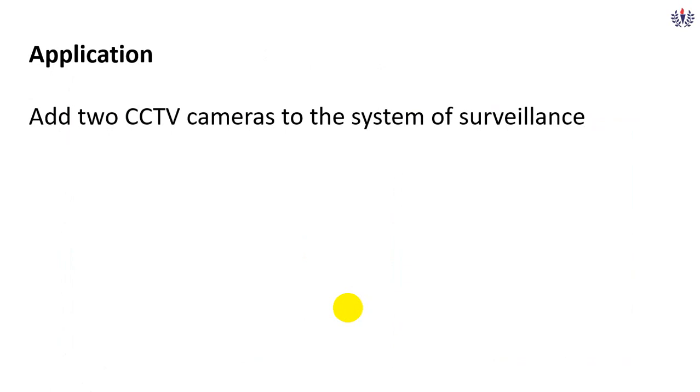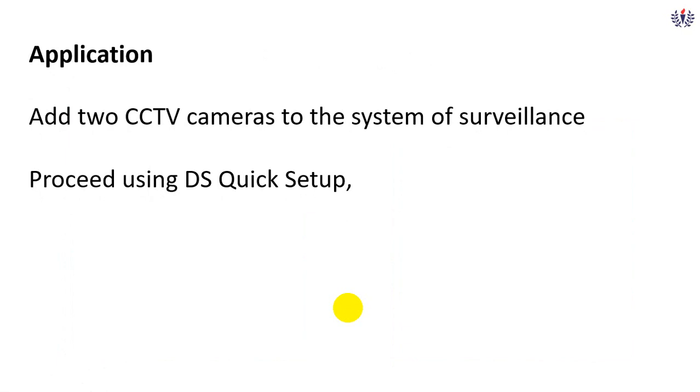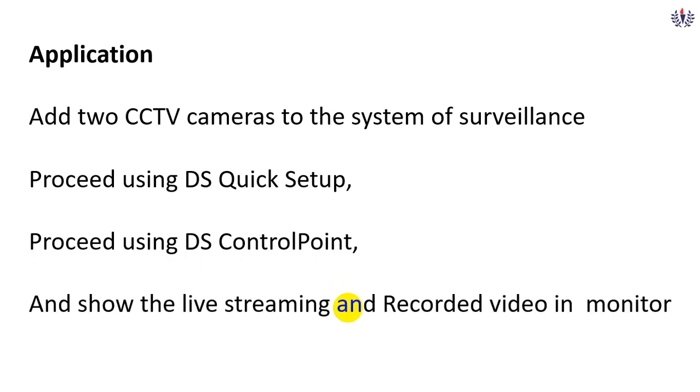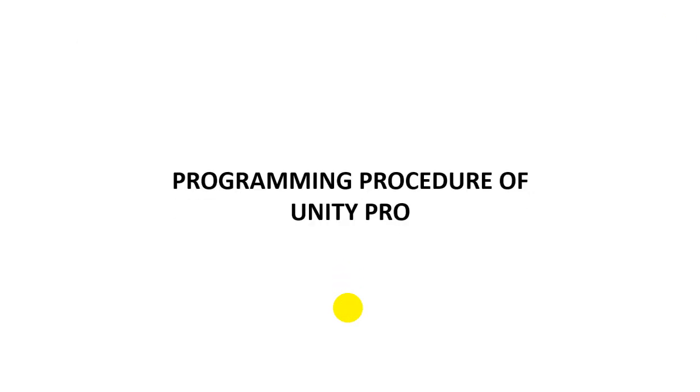Now we can see an application. We have to design an application in the CCTV system. We should add two cameras to the surveillance system. We should proceed using DS Quick Setup for the initial setup, and also proceed with the DS Control Point to see the output, and we have to see two outputs. One is the live streaming, how the live streaming is done, and the other is how the recorded video can be seen in the monitor. These two outputs we have to bring onto that monitor. So how can it be executed? Let us see the programming procedure.